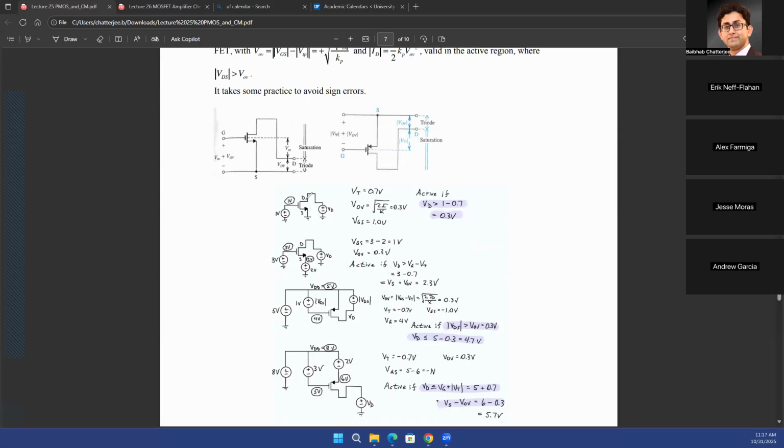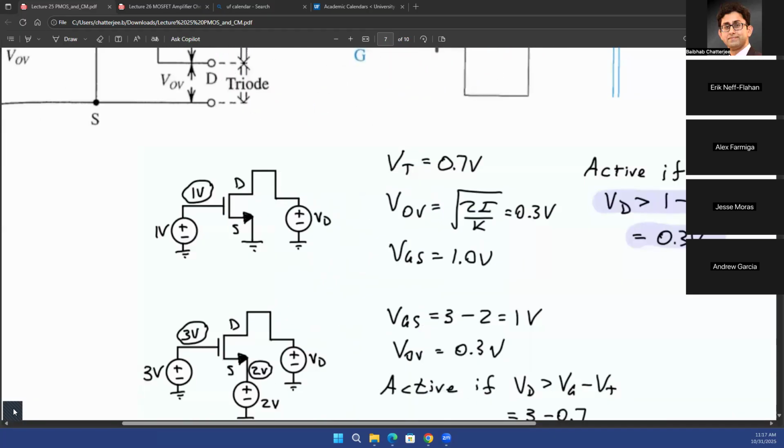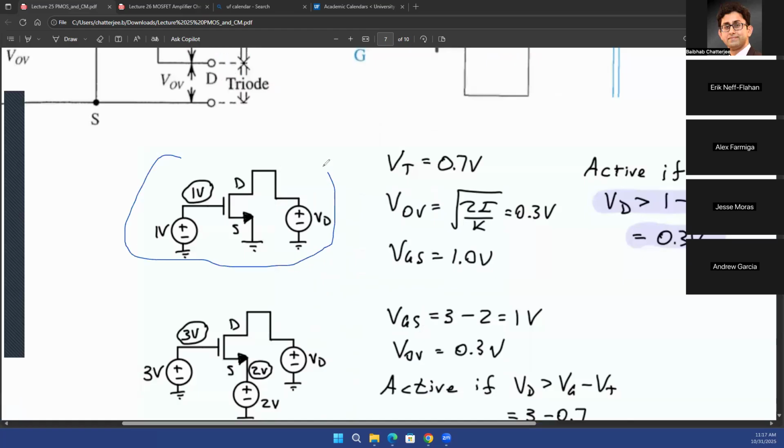So let's say I still have an NMOS over here. You see that this is an NMOS device. Let me zoom in a little bit more so that you can see clearly. So the first one over here, you have an NMOS device. And I know this is an NMOS because the current flows out of the source. If it is a PMOS, current will flow into the source. VT is given to be 0.7 volt.